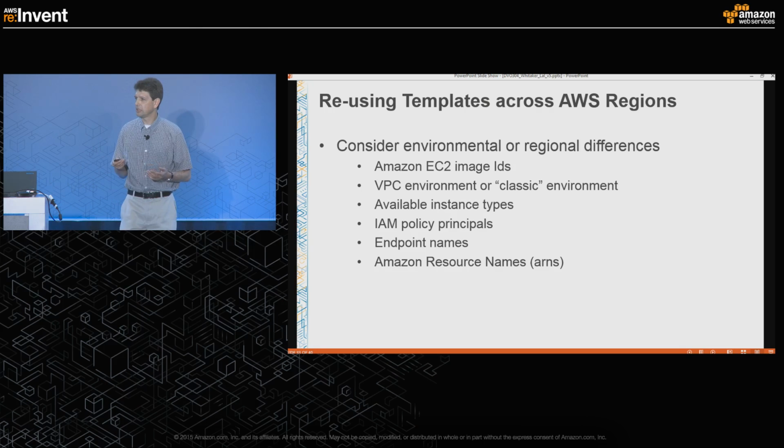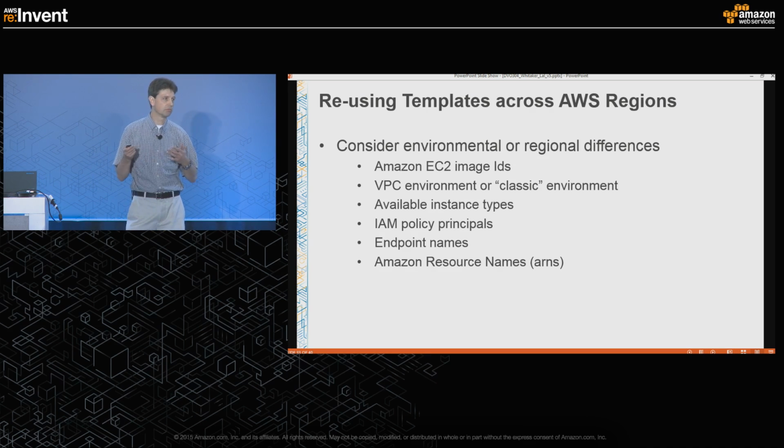Things like AMI IDs are different across the regions. Maybe you have to have a template that works in both a VPC as well as EC2 classic environments. The instance types change by region, so the set of possible instance types may be different. Policy names, policy principals may be different. So for example, the elastic load balancing principal you need for logging is actually different in each of the regions. And so you need to be able to define what that is.